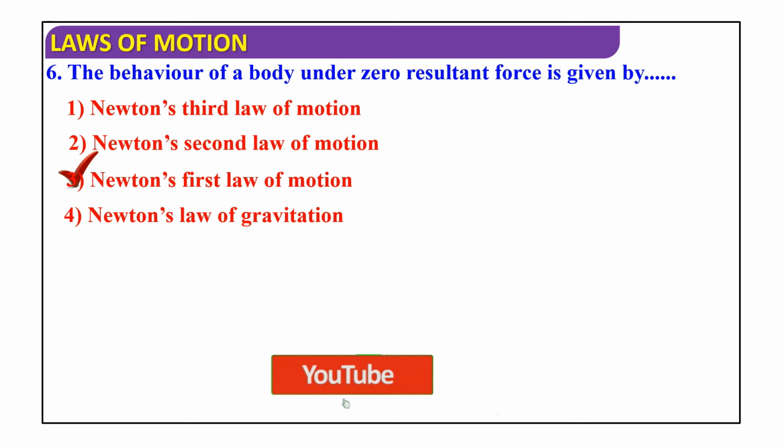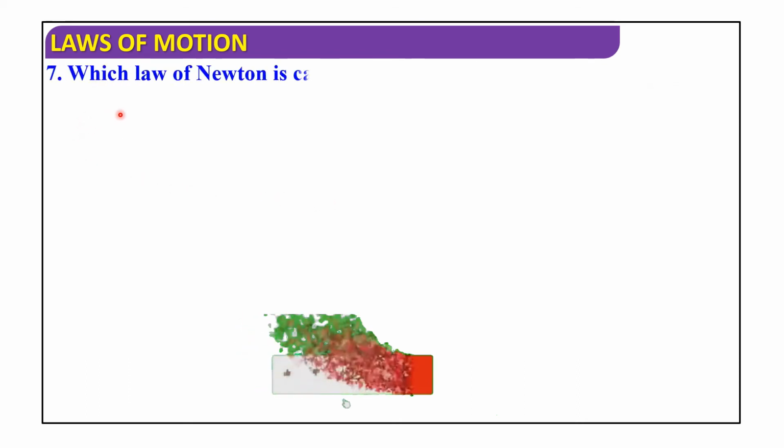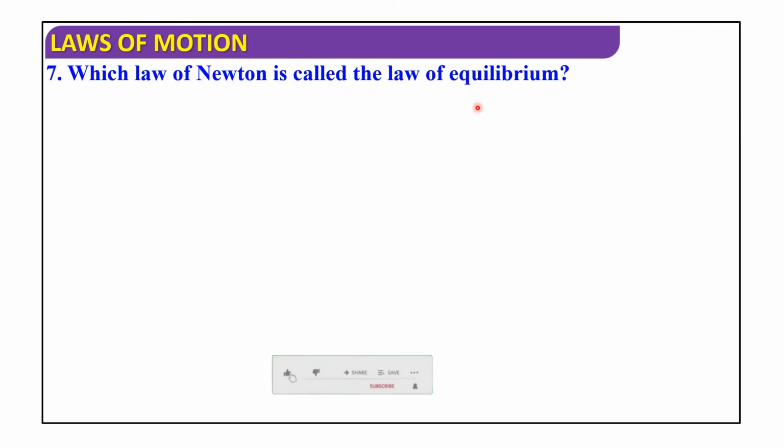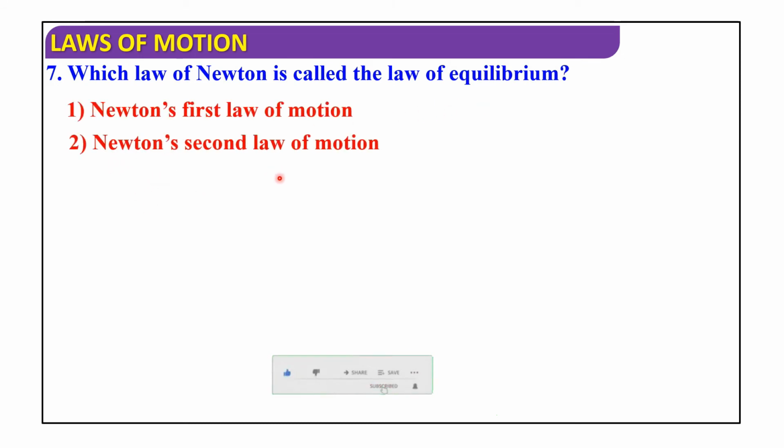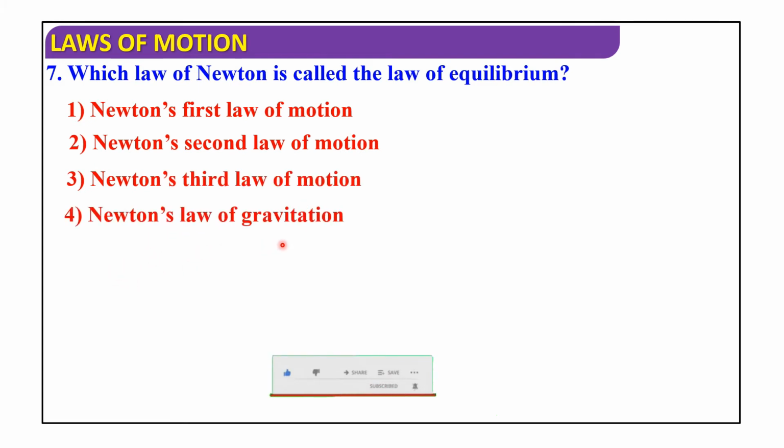Okay. Next, which law of Newton is called law of equilibrium? Newton's first law of motion, Newton's second law of motion, Newton's third law of motion, Newton's law of gravitation. Here, which law of Newton is called the law of equilibrium? Newton's first law of motion is called the law of equilibrium. Okay, first option is correct.